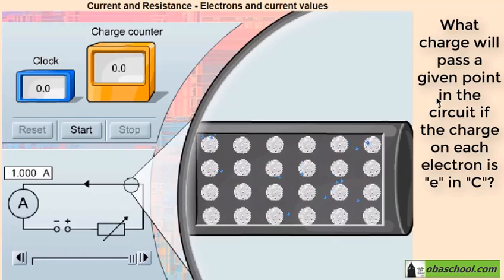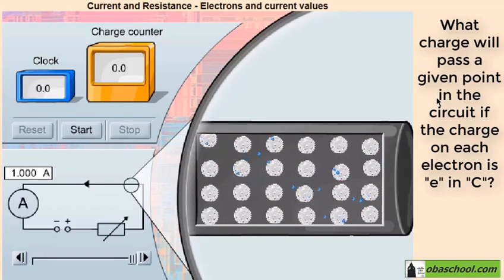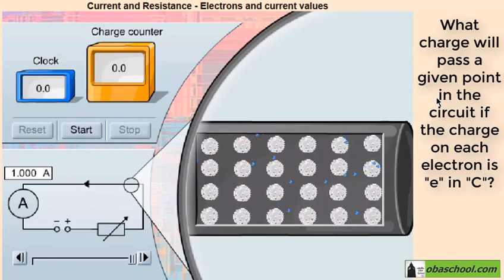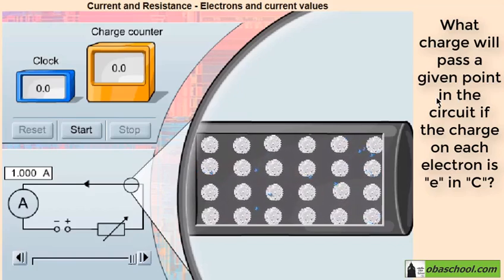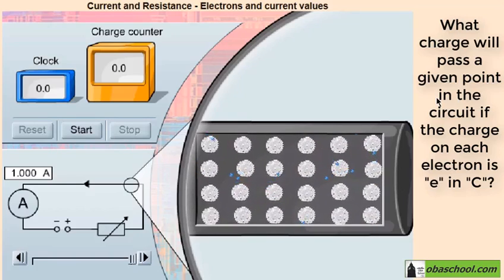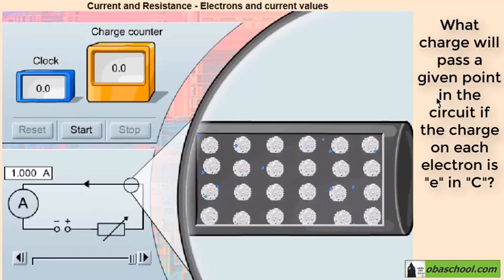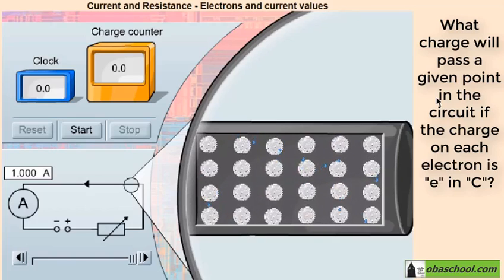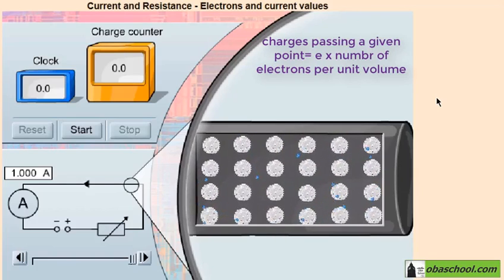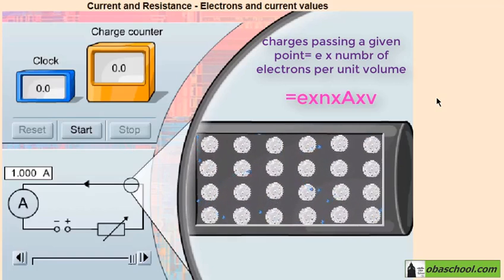What charge will pass a given point in the circuit if the charge on each electron is e in coulomb? Yes, it's the charge on each electron multiplied by the number of electrons, so it's equal to e multiplied by n multiplied by A times v coulomb.